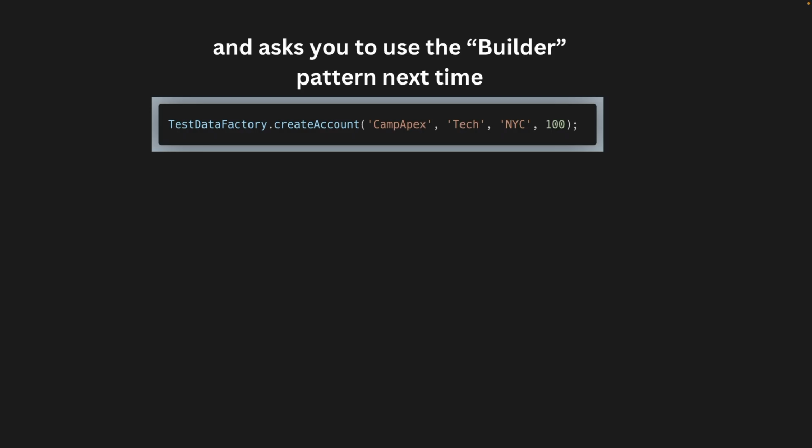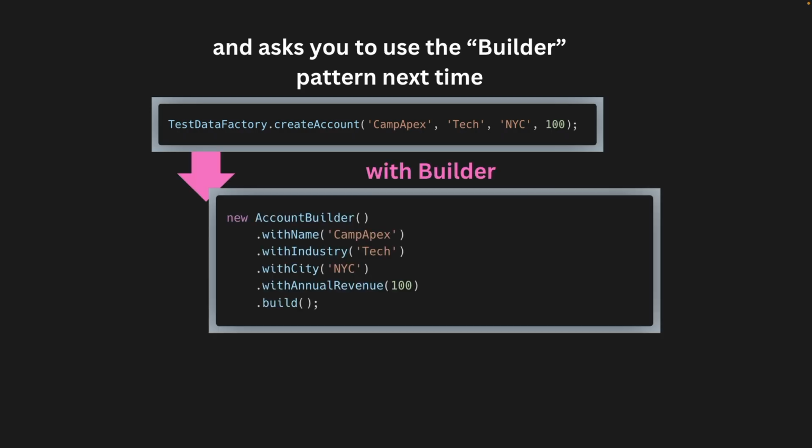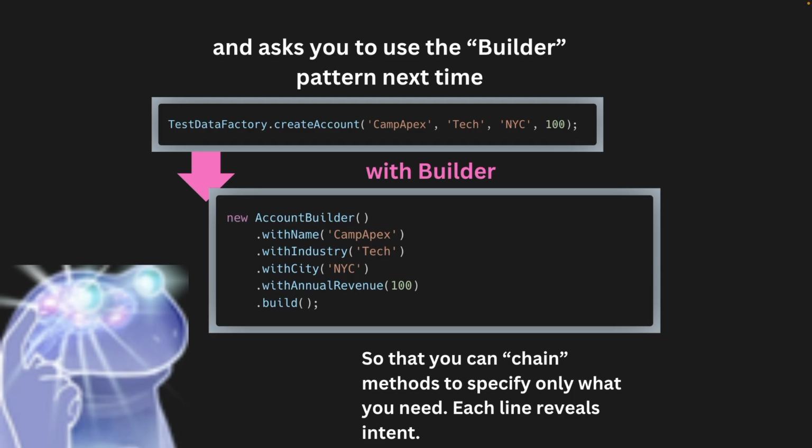So that means code that went from looking like this can now look like this with the builder. The idea here is that you can chain methods to specify only what you need, and each line reveals intent very clearly. So with the first example there, I'd have to guess that, okay, the first parameter might be the name, the second parameter might be the industry, I think the third parameter is the billing city. I don't know what the last one is. Maybe it's the revenue, maybe it's the number of employees. I'd have to go open up the TestDataFactory class and the createAccount method and actually look.